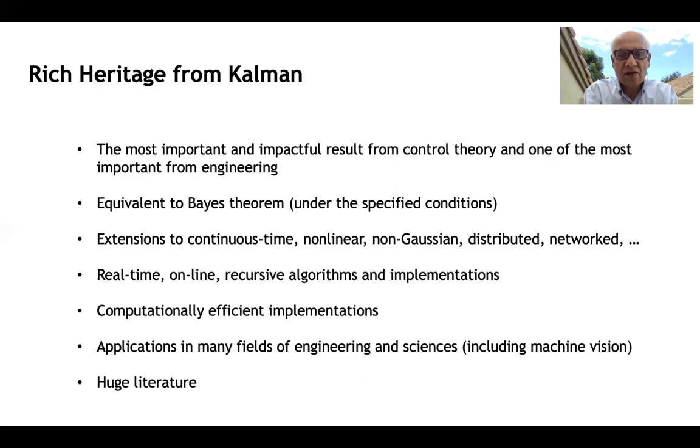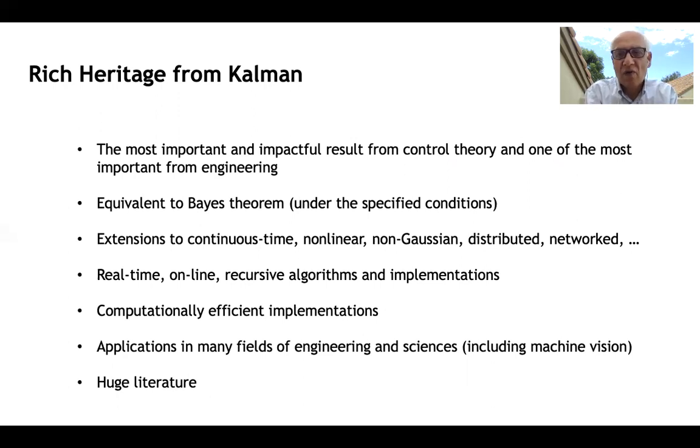There are myriad extensions of this to continuous time, nonlinear, non-Gaussian, distributed, networked, and I'll touch on a few of these things. The algorithm is real time, it's online, it's recursive. So it's really, really suited for implementation to a wide variety of systems. You saw all these matrix inverses and so forth. An enormous amount of work has been done on how to compute those efficiently. P and Q are supposed to be positive definite. How do you ensure that? There are things like square root algorithms that ensure positivity and make inversion easy.